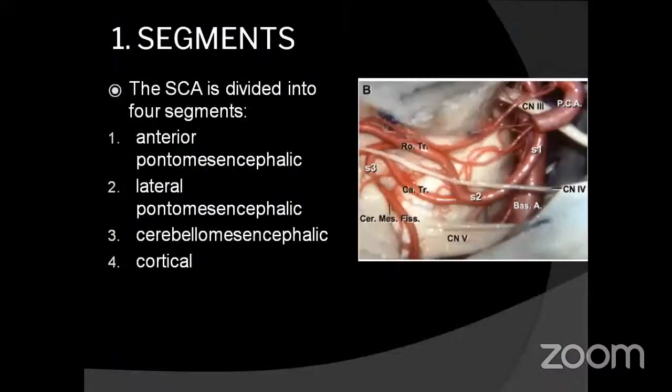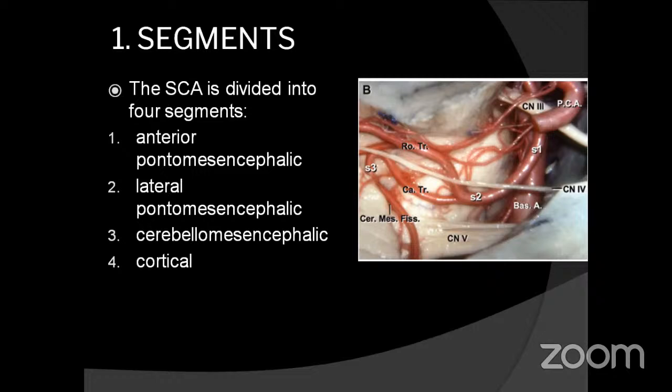Now, for ease of understanding, it's basically divided into four segments. The anterior pontomesencephalic segment, which is known as S1. The lateral pontomesencephalic segment, which is known as S2. Third, S3 is the cerebellomesencephalic segment, and S4 is the cortical segment.